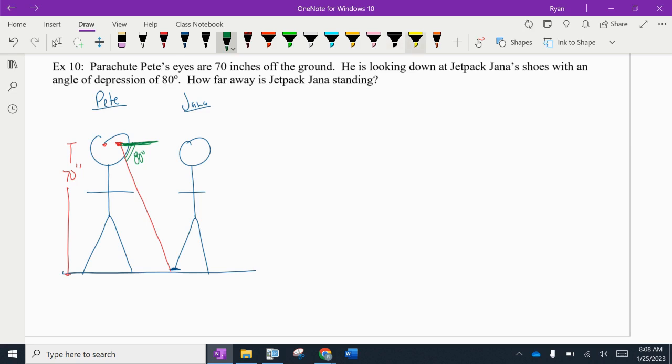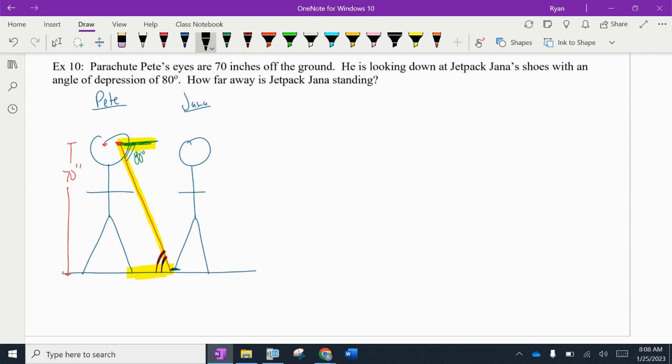Now, interestingly, this is horizontal in yellow. The ground is horizontal. This line of sight serves as a transversal. So what would you know to be true about this angle of depression coming down from his eyes and the angle of elevation coming up from her feet towards her eyes? Going to have to be equal, right? We say those are alternate interior angles. Parallel implies the alternate interior angles are equal.